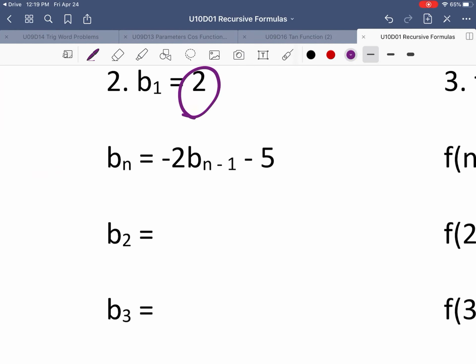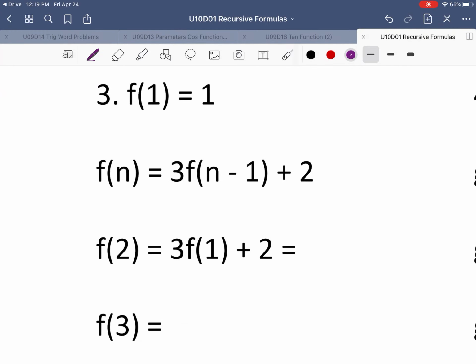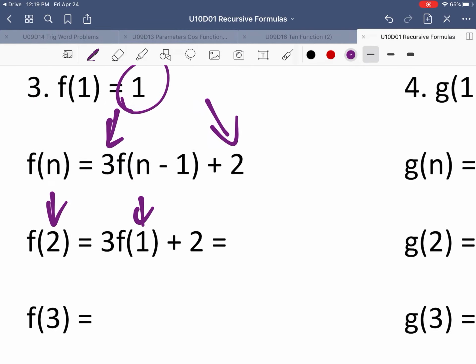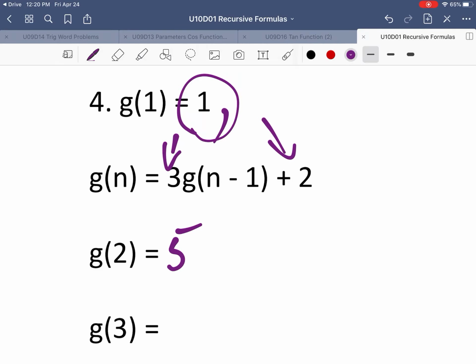In the second one, the rule says, starting with 2, to find the next term, multiply by -2 and subtract 5. In the next example, it says start at 1, to find the next term, multiply by 3 and add 2. And the reason this is here is the previous term to term 2 is term 1, if that makes sense. For the fourth example, it says the first term is 1, and the rule is to multiply by 3 and add 2. So the term that would come next would be times 3 plus 2, so that's 3 plus 2 is 5.